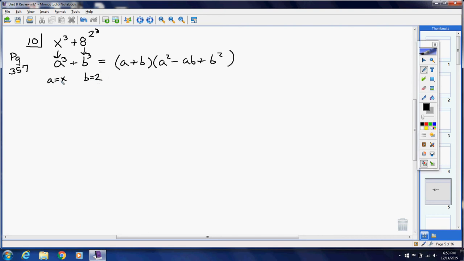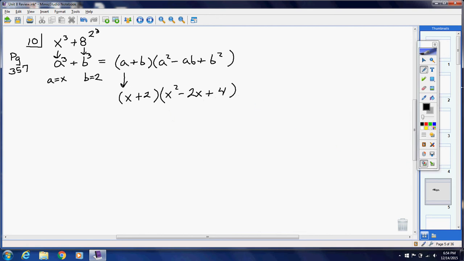You see, if we filled in x for a, we'd have this x cubed. If we filled in 2 for b, then we'd have this right here. So we just fill in our letters here. We have x plus 2 times x squared minus 2x plus 2 squared, or we can call that 4. That's all there is to it.